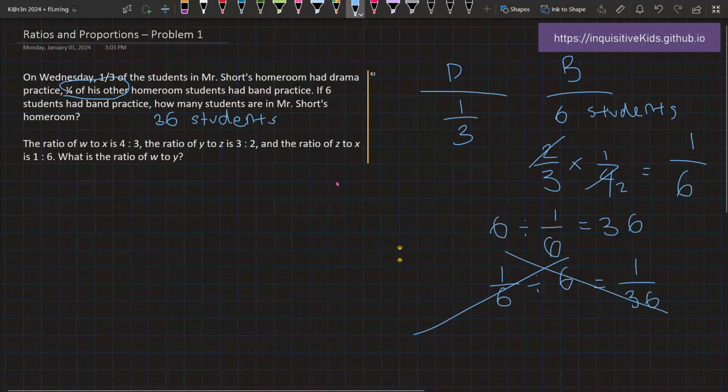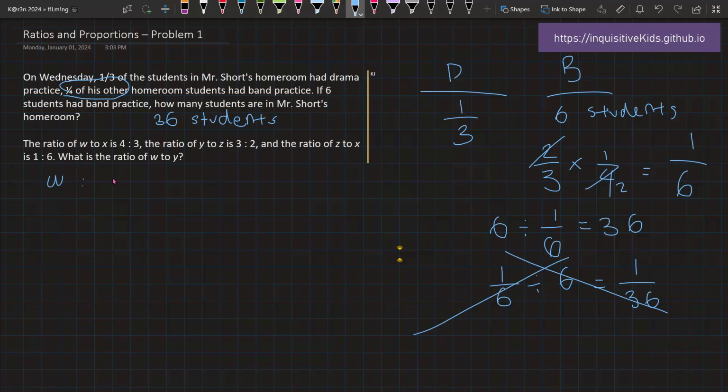Now let's look at the second problem. The ratio of W to X is 4:3. The ratio of Y to Z is 3:2. The ratio of Z to X is 1:6. What is the ratio of W to Y? This may seem like a lot, but remember, this is nothing to be worrying about. So let's first write them all out.